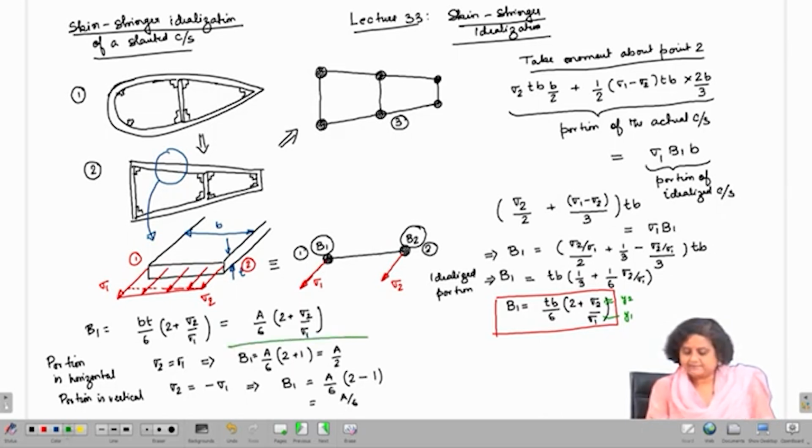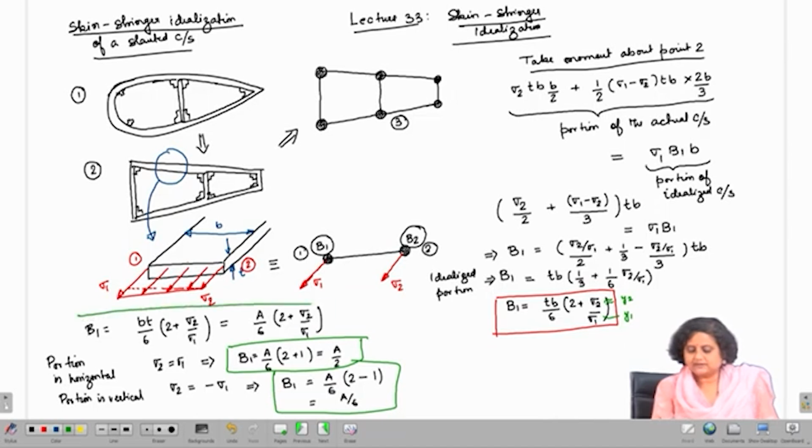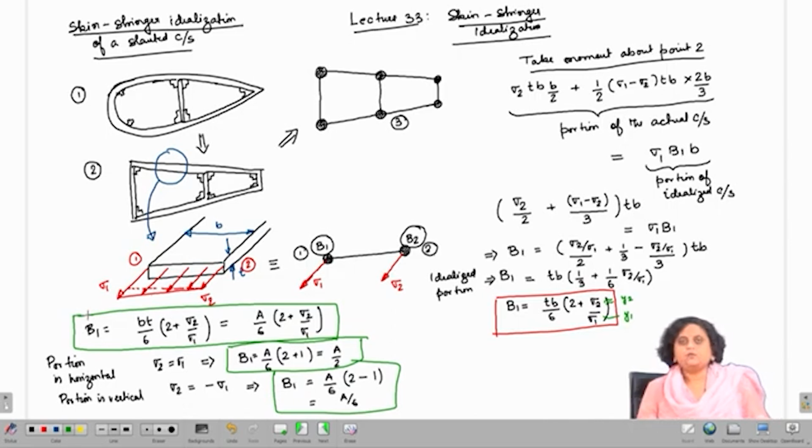So, we can see that we get the half rule as well as the 1/6 rule from this single expression that we have derived. Therefore, we can use this equation, let us call it equation 1, for a horizontal portion, for a vertical portion, as well as for a portion which is inclined or slanted. So, if we use the same logic, we can find out B2 as well.